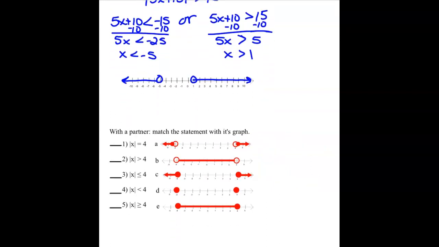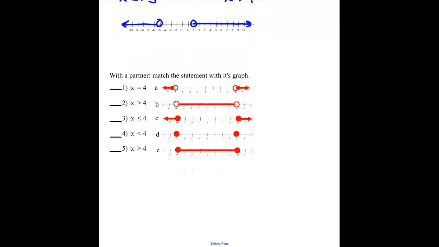So what I'd like you to do is to pause the video for just a second and try to match up the statement with what its graph would look like, and then come back on and we will check that.